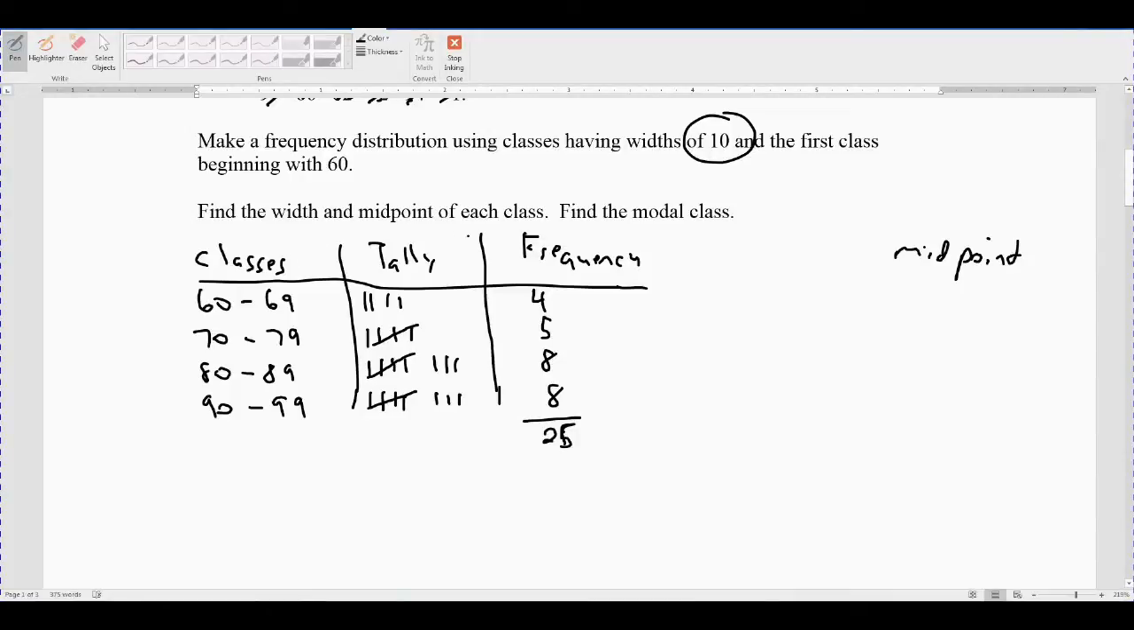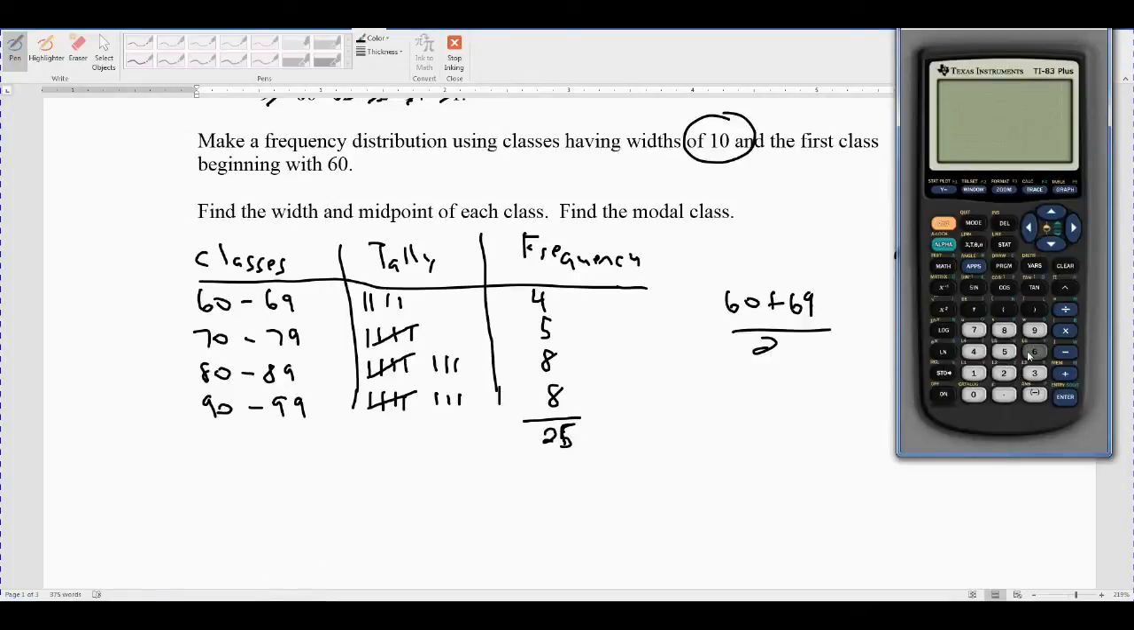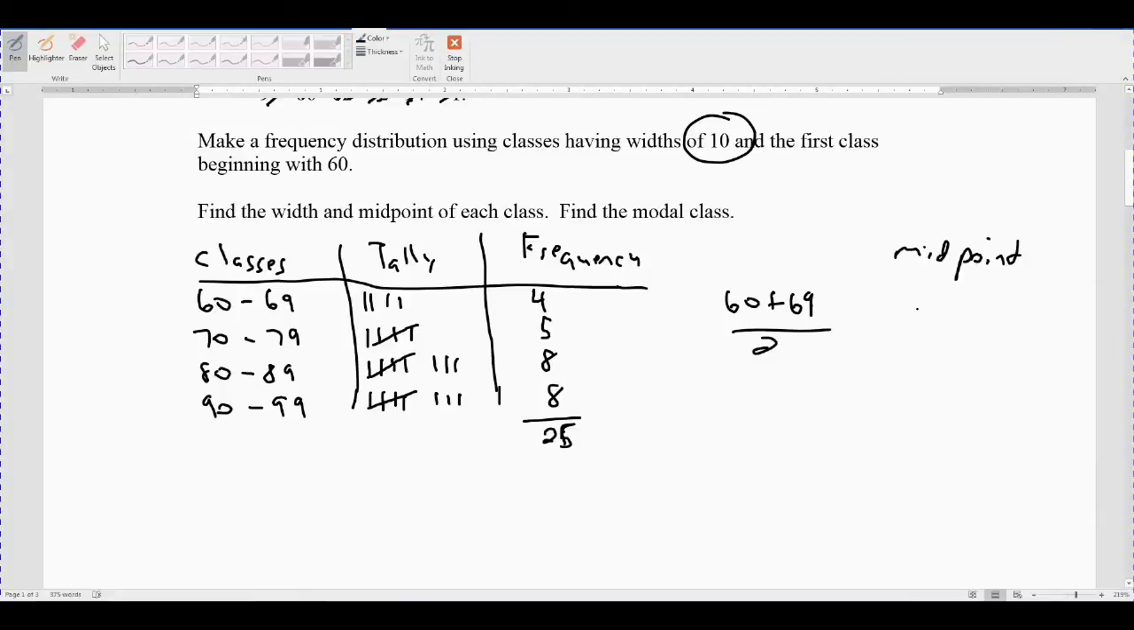Now the midpoint is way more important. To find the midpoint, for this first class, you take 60 plus 69 and divide that by 2. If you need a calculator, let's just do it. 60 plus 69 divided by 2 is 64.5 for the first class. The next class will be 74.5. And the next one will be 84.5. And the next one will be 94.5.